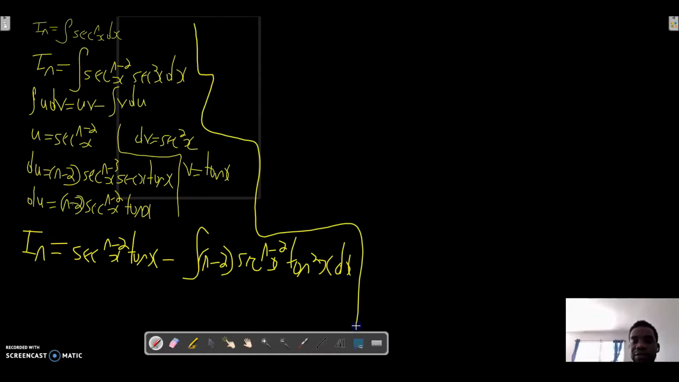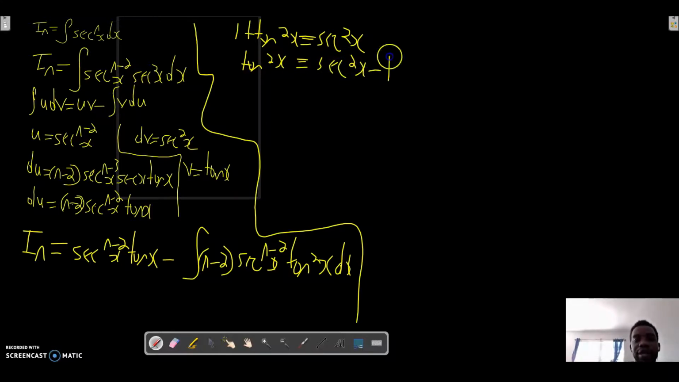Now, this is wonderful because now we can get this thing back in terms of sec only, because we know that there's a connection between tan squared x and sec squared x. We know that 1 plus tan squared x is equivalent to sec squared x, which means that tan squared x is equivalent to sec squared x minus 1. And this is exactly what we need to get rid of the tan squared x to get it back in terms of sec.